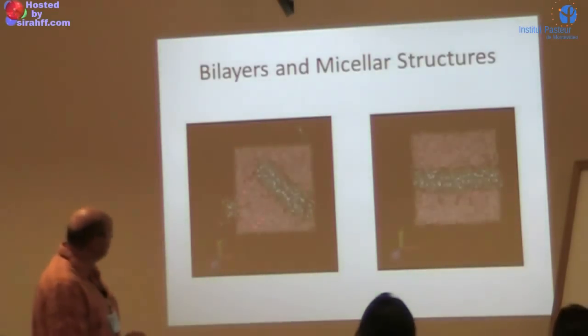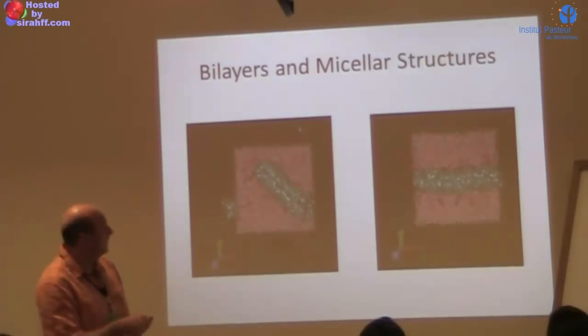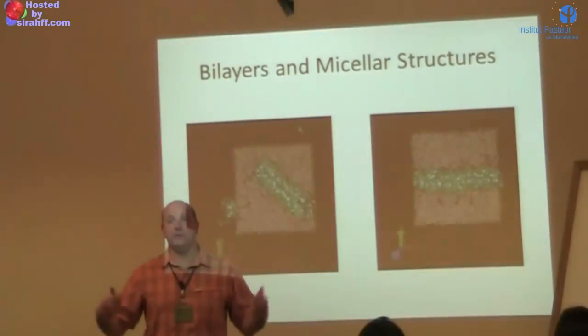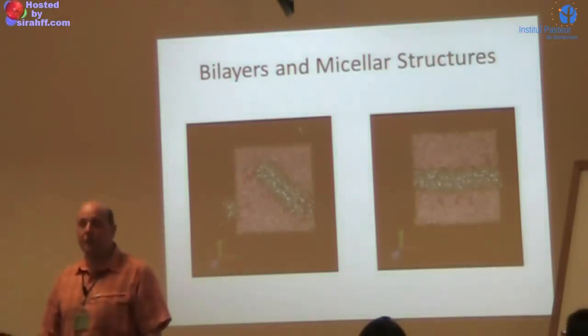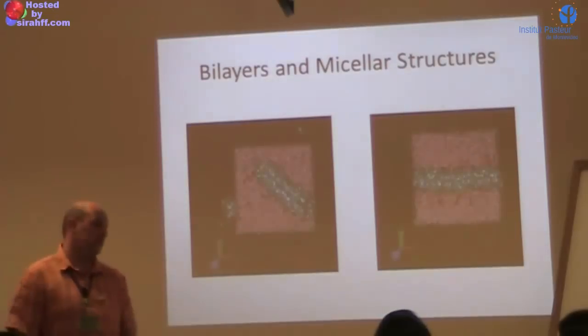We can change the system by changing the conditions, so we put the system under a strain. On the right-hand side, we put surface tension on the system, we pull in one direction, and we get this crash. So by changing the surface tension between these two sides, you can switch between a bilayer and a micelle.